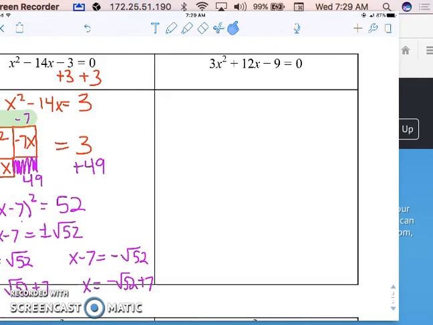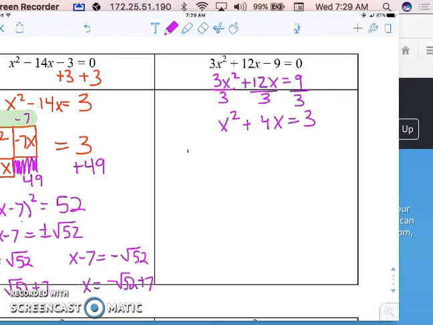So this last one here, let's see what we can do. Well, first of all, we have to add the 9 to the other side. So 3x squared plus 12x equals 9. But there's a coefficient. So let's just make it x squared. Let's divide everything by 3. So now we have x squared plus 4x equals 3.